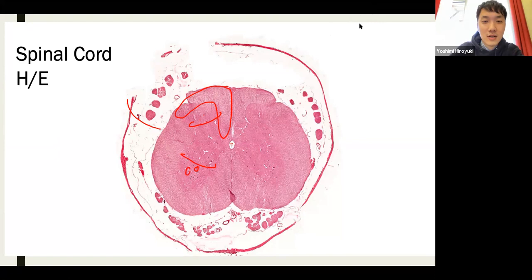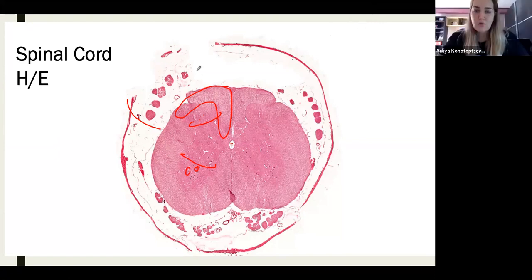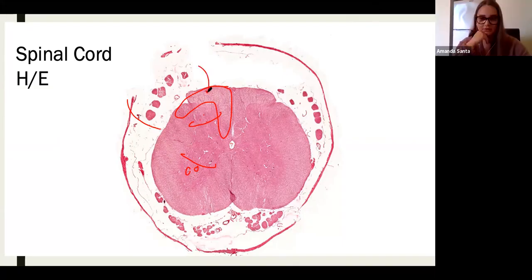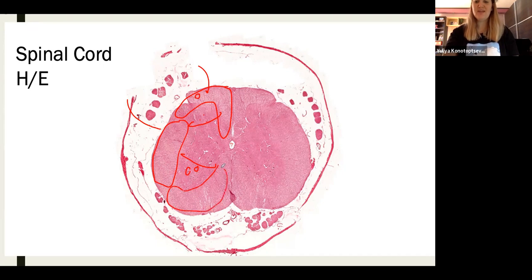Dorsal funiculus. This is going to be the posterior, what? Fasciculus. Not fasciculus, but funiculus. Fasciculus is an individual tract, right? So a fasciculus is one tract that could be here, but the entire area is known as the funiculus. What about this area? Lateral funiculus. And the one which you're going to see here is going to be the anterior funiculus.